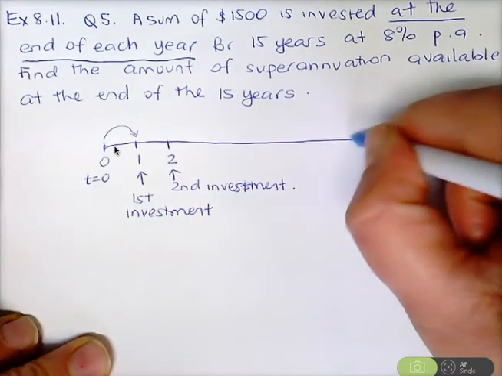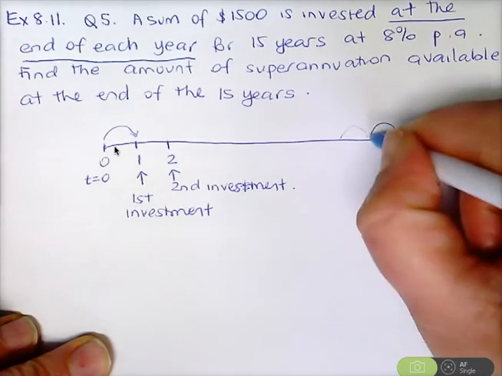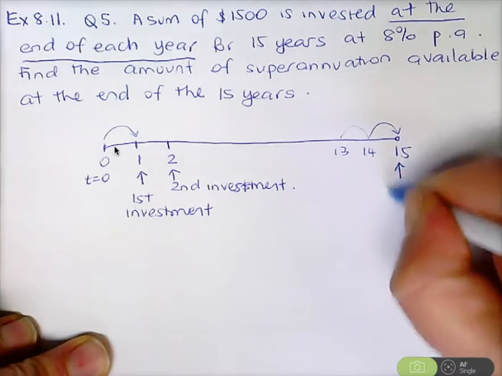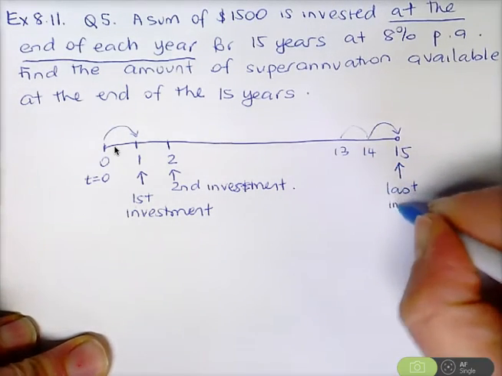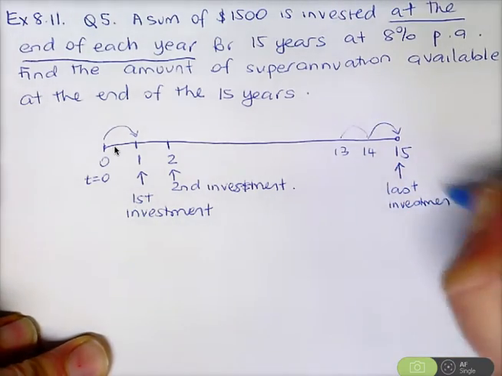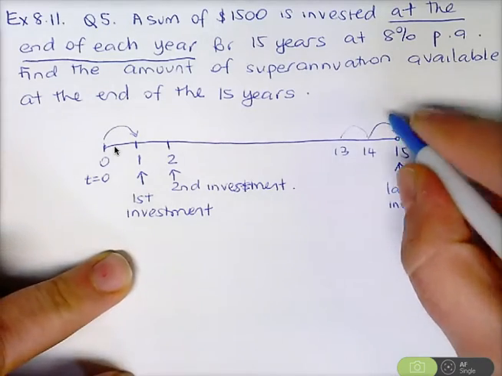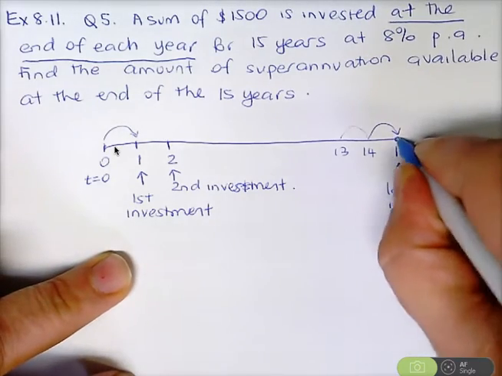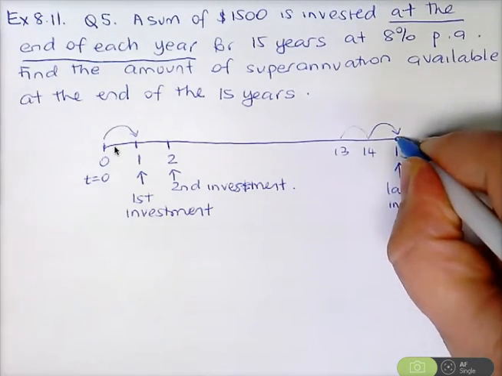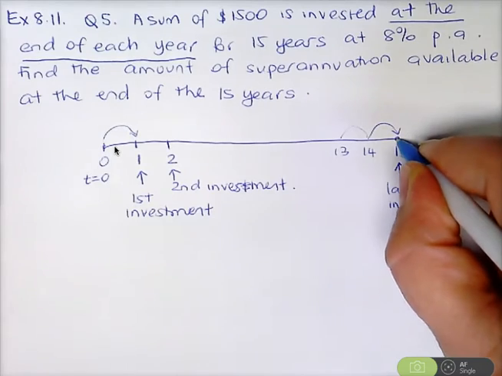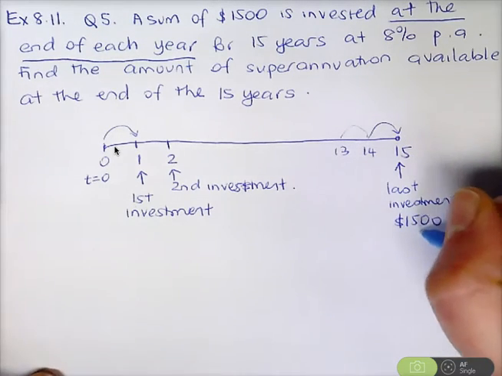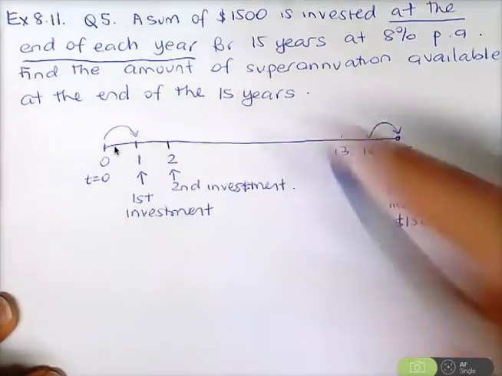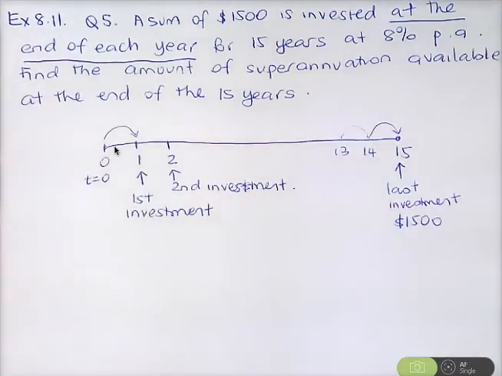Now if we go towards the end, 14 years, etc., this here is the last investment. Now I know this seems strange. What this means is that if the last investment of $1,500 is made at the end of the 15th year, and the superannuation ends here, this last investment will earn no interest. Okay, so the first investment stays in.